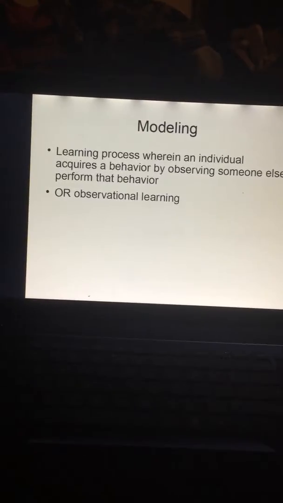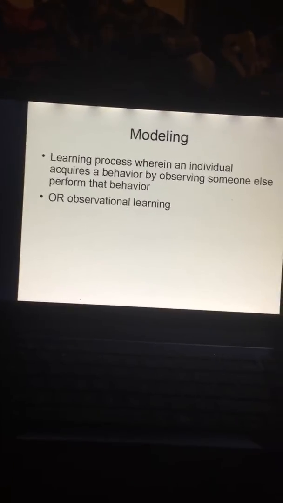Modeling. This is also known as observational learning. This is when you acquire behavior by observing someone else perform that behavior.